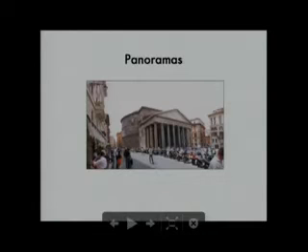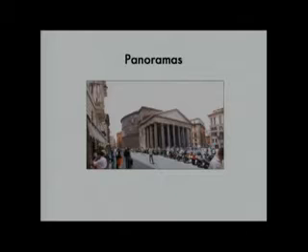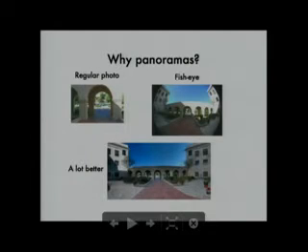Here, I just took those four pictures that you saw in the previous slide, and we perfectly aligned them using some transformations. I will discuss that a little bit ahead. And then merge them, and you get something which looks like a single, bigger picture of the scene. So why do we use such panoramas?